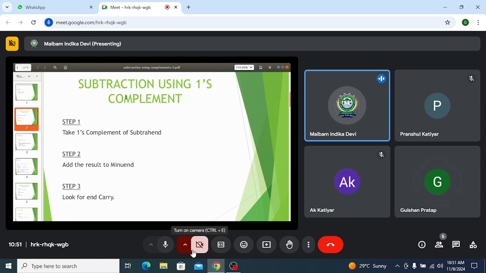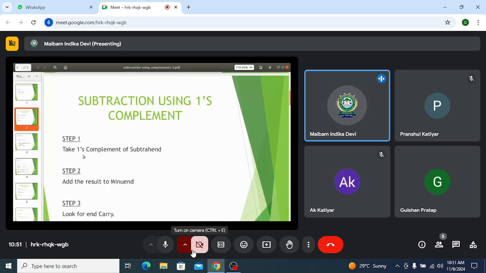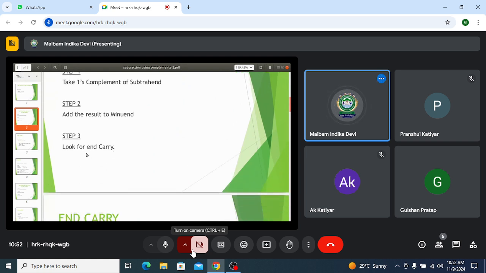So, if you want to subtract two numbers using ones complement, what is the first step? Take ones complement of the subtrahend. What is subtrahend? The second value. When you say m minus s, the first value is the minuend m, and the subtrahend s is the second value. So you are going to take the ones complement of the subtrahend, and whatever value you get in step 1, you add with the minuend m. Clear? You add with the minuend, and you see whether there is an end carry involved or not when you perform addition of these two values.